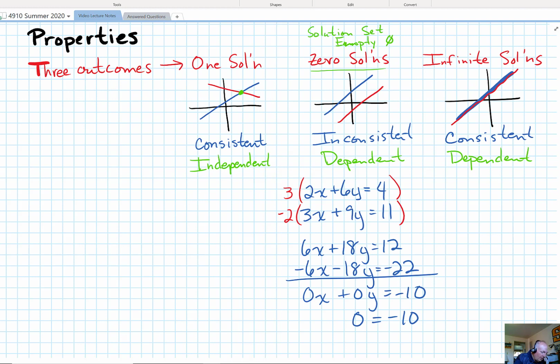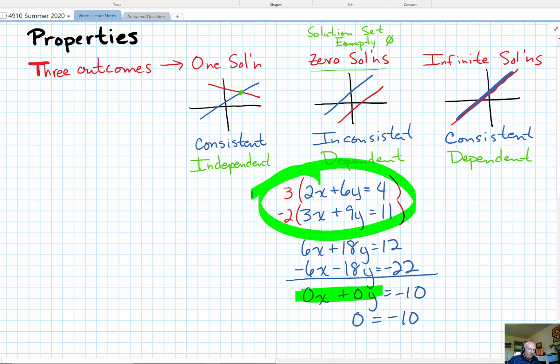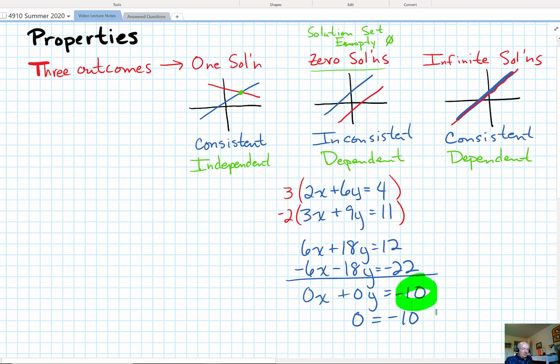Moving back up to consider what happened, notice what happens in the elimination process. These all got eliminated, but this side did not. So basically, if all of your variables get eliminated with one elimination, but your right-hand side does not get eliminated, it's a non-zero number, you're going to end up with some absurd equation, 0 equals negative 10 or 0 equals 7. That tells you you have 0 solutions. In the 2 by 2 case, that would tell you you've got two parallel lines. All right.